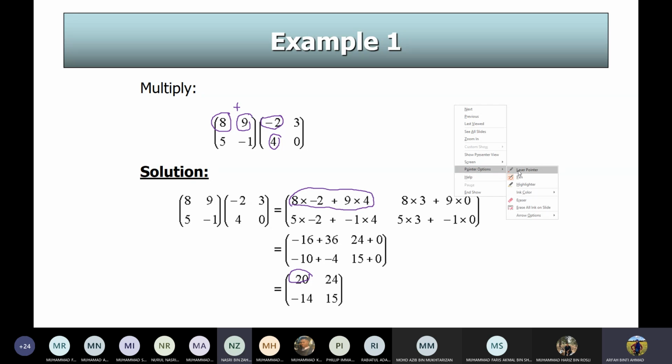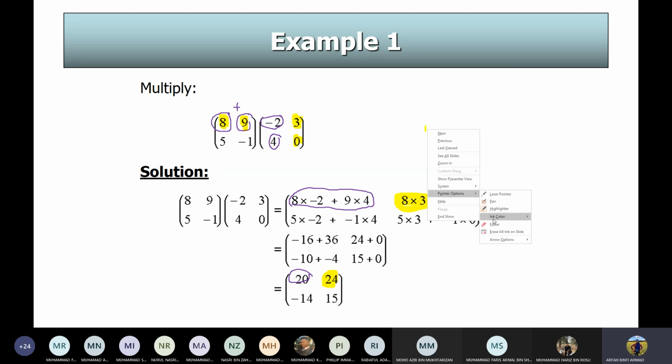So second element awak akan ambil 8 darabkan dengan 9 tambahkan 8 darabkan dengan 3 tambah 9 darabkan dengan 0. So awak akan dapat kosong, the second element 24. Okay. So tu macam mana kita buat multiplication.